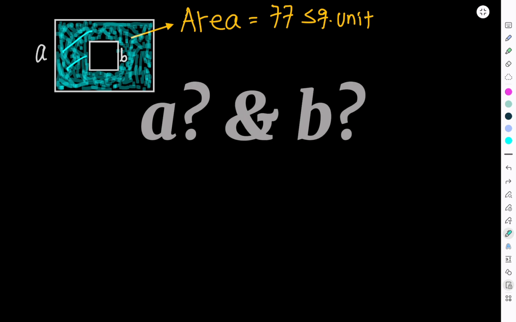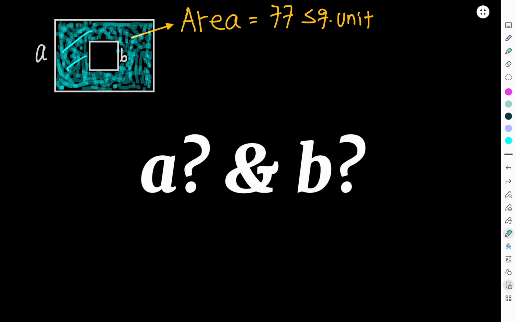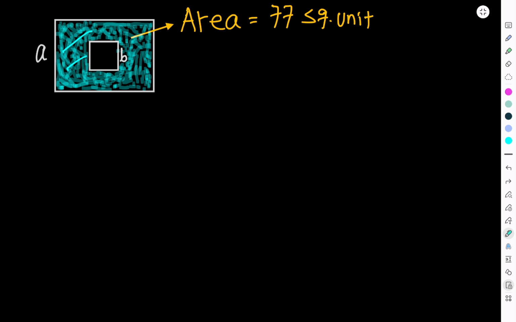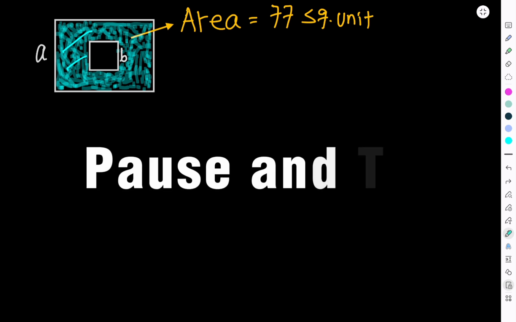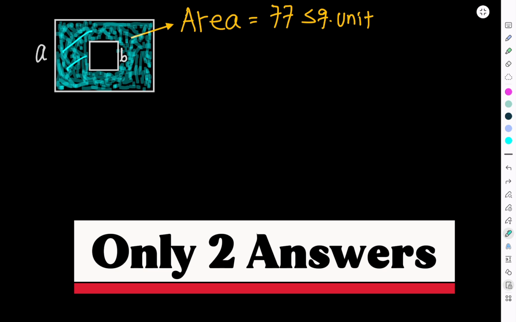That means A and B, where A is the length of the larger square and B is the length of the smaller square. Can you find it? Pause the video and try it.